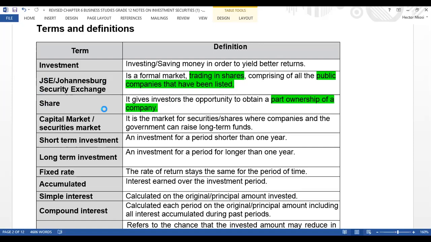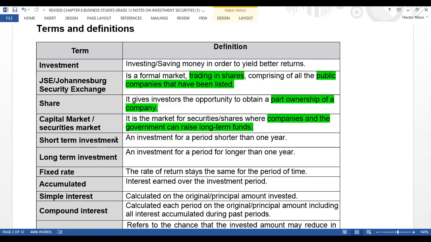And also now, let's explain the capital market or security market. It is the market for securities or shares where companies and the government can raise long-term funds, right? So when we speak about capital markets or security markets, it's the market for securities or shares where companies and the government can raise long-term funds. That's where we speak about your capital market, or your securities market.